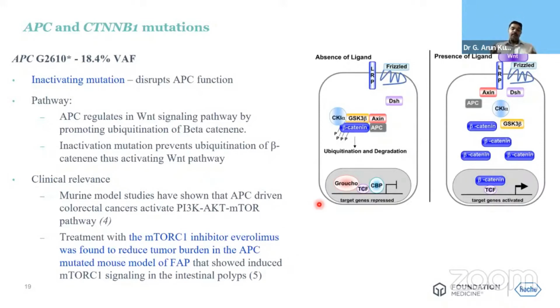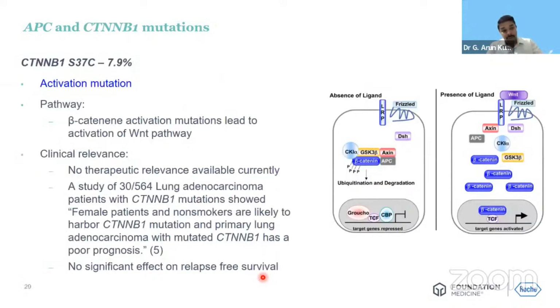Now, of course, when there is a mutation in APC, it means the Wnt signaling pathway is activated, and it is also shown in murine models that the Wnt signaling pathway also activates the PIK3-AKT-mTOR pathway, and mTOR inhibitors are found to reduce the tumor burden in FAP mice models, that is a familial adenomatous polyposis mice model. Of course, this is a lung cancer. It is not indicated, but this is a study that is available in the literature. Now, coming to the beta-catenin mutation, it is an activation mutation. So what does this mean?